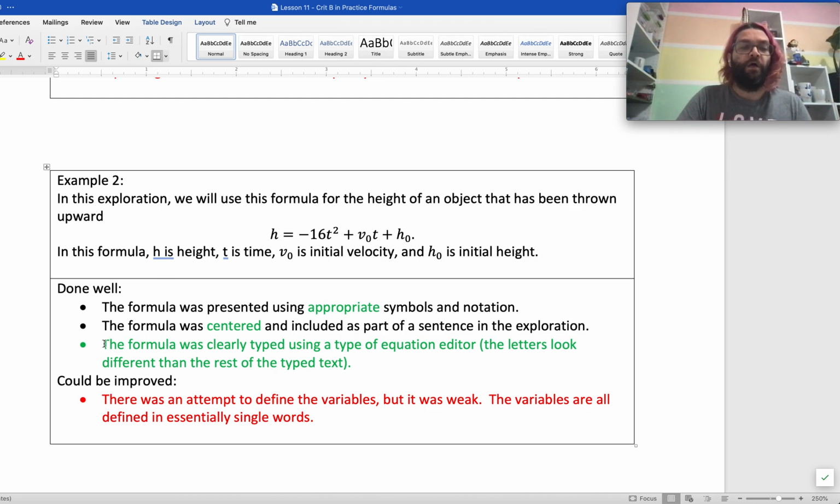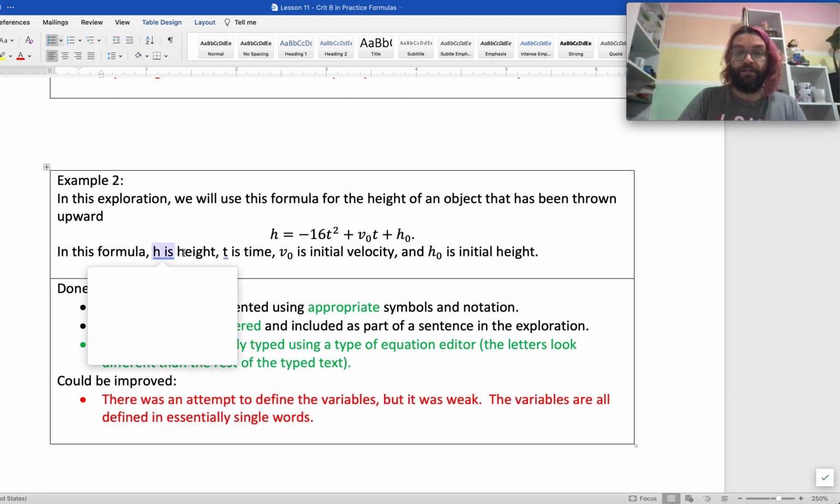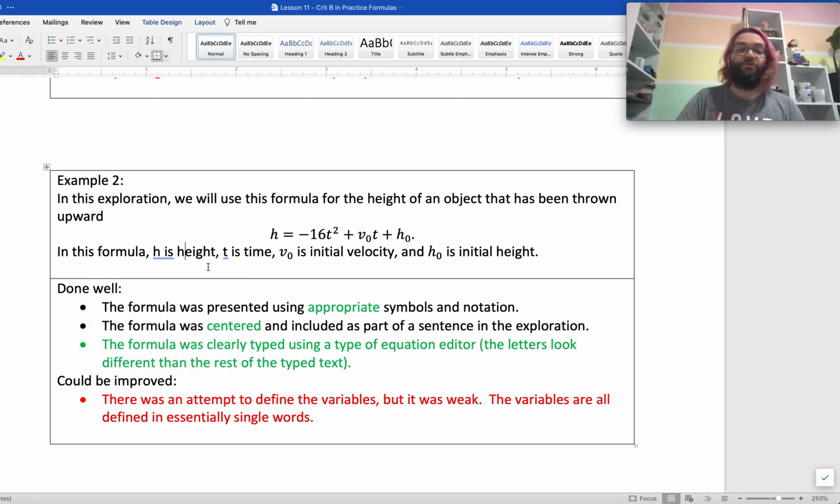The third thing done well: the formula was clearly typed using a type of equation editor, and the letters look different. I already mentioned that one. Thing that could be improved: the definition of the variables was still weak. I didn't use the equal sign anymore. Now I said h is height instead of h equals height.